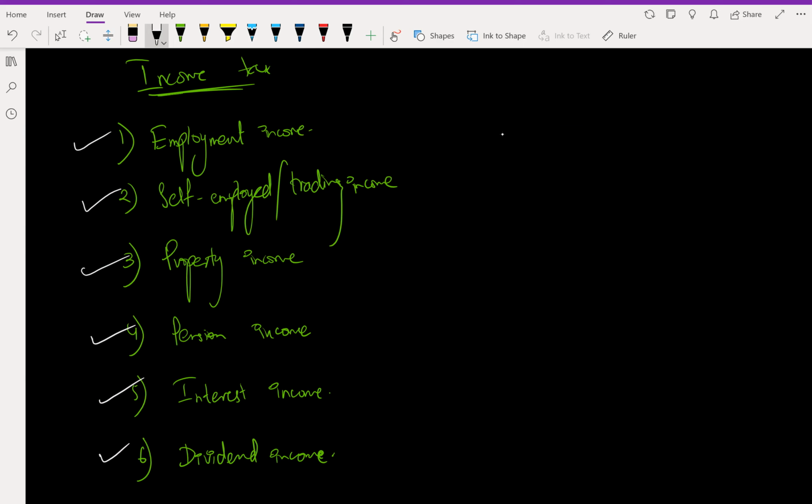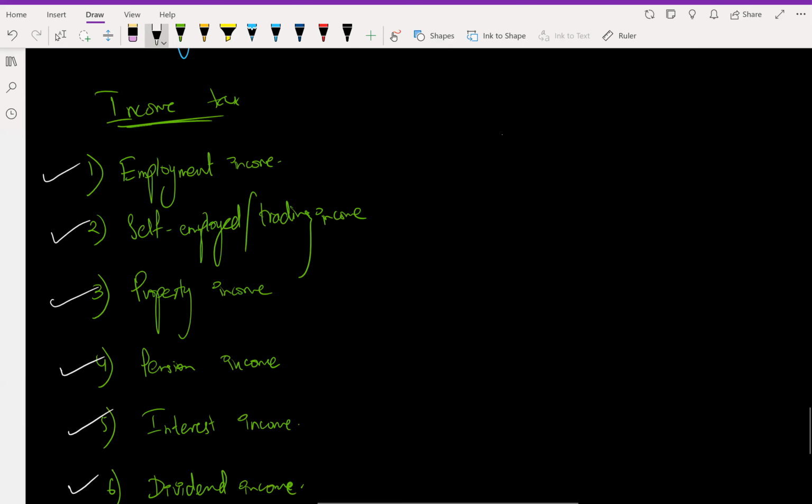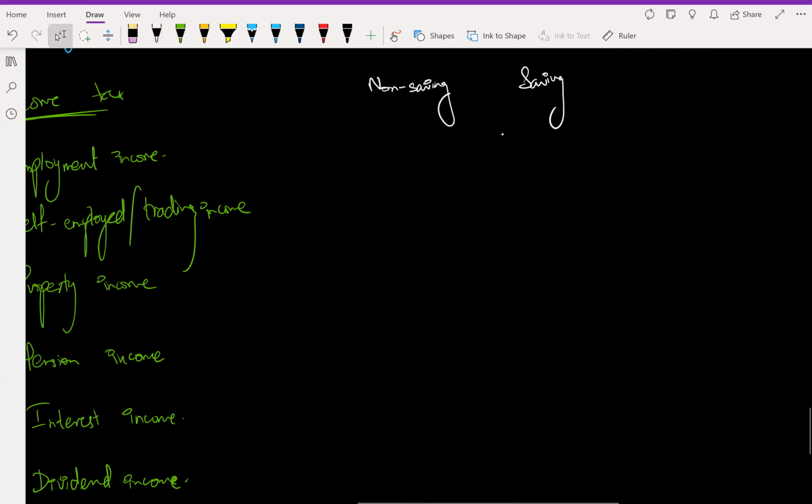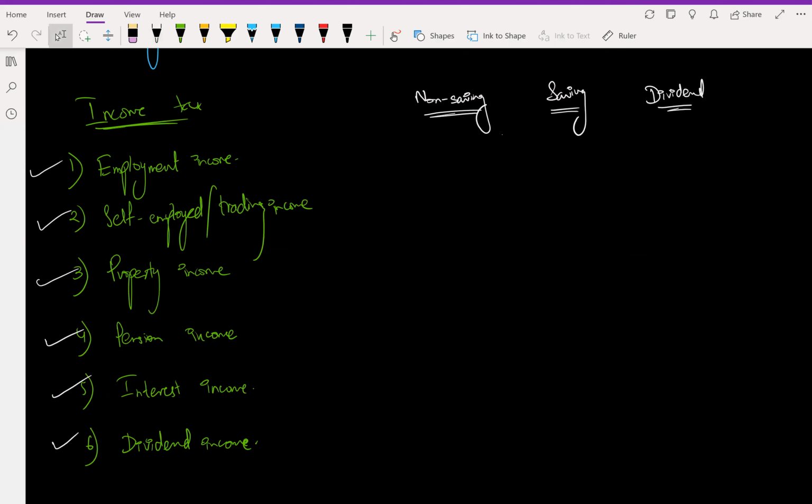HMRC, Her Majesty's Revenue and Customs, says that you need to categorize these incomes. How? There are three categories: non-saving, saving, and dividend. So there are three categories of income. Non-saving, saving, and dividend. The question is, how do I categorize these incomes?